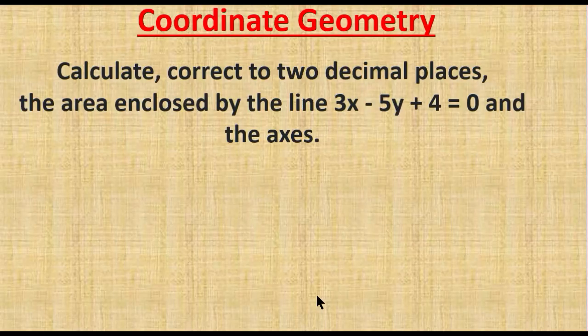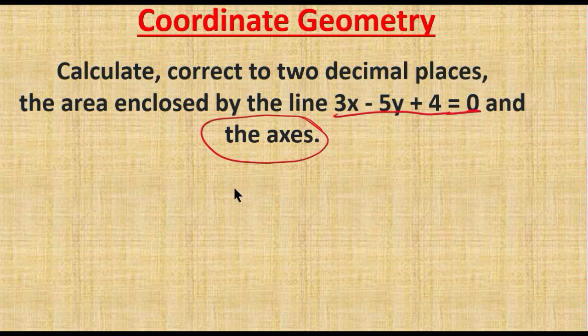In today's lesson, we'll be seeing this question that wants us to calculate, correct to two decimal places, the area enclosed by the line 3x minus 5y plus 4 equals 0 and the x-axis. Now, we're finding the area between a line and the axis. Which axis are we talking about? We're talking about the x and the y-axis.